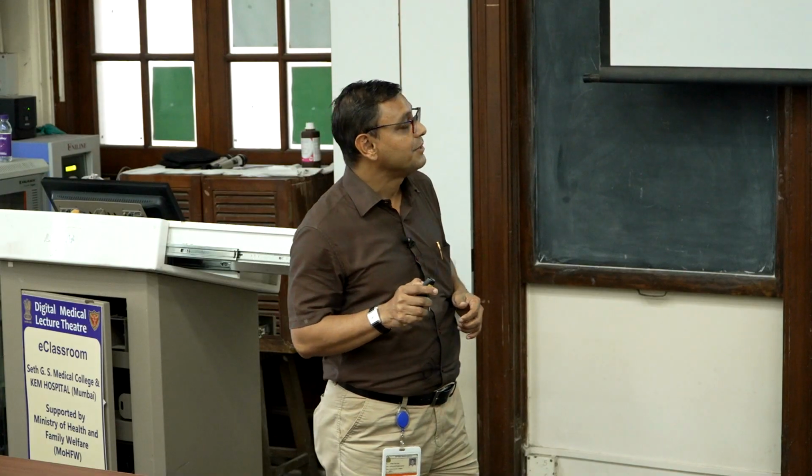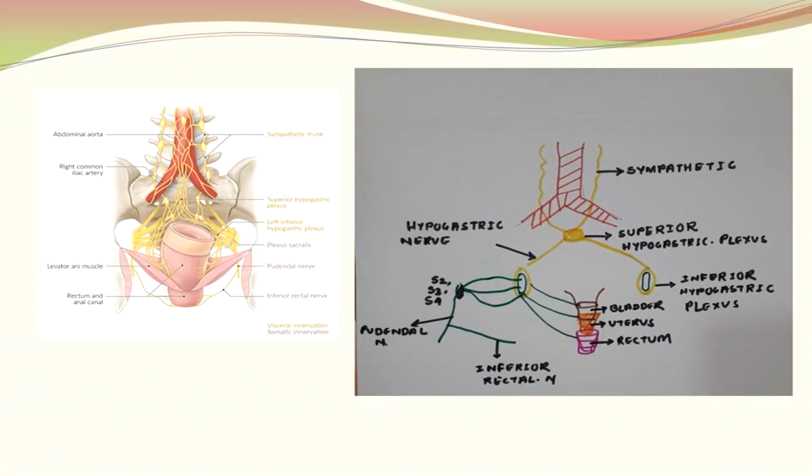Secondly, there will be erectile impotence, because as I said, it supplies the muscles of the pelvic organ. So the muscles become flaccid, and the patient lands up with erectile impotence. So two important things: overflow incontinence and erectile impotence.